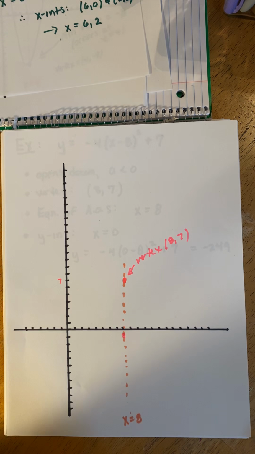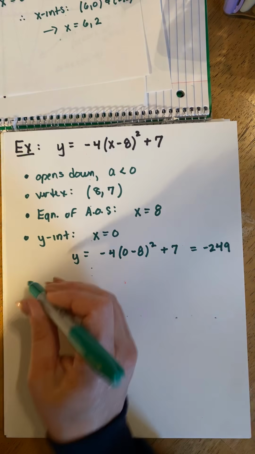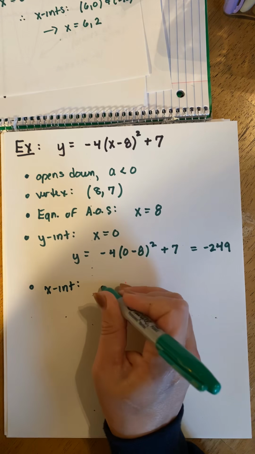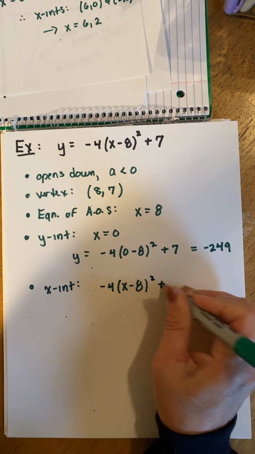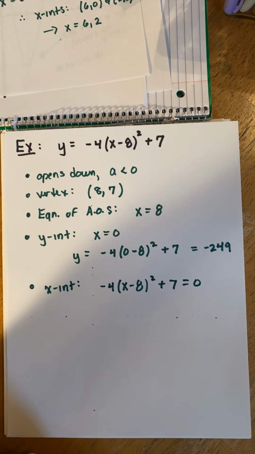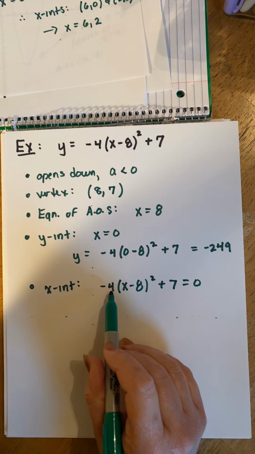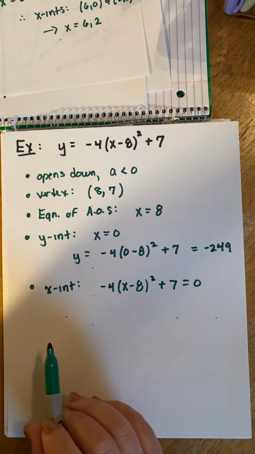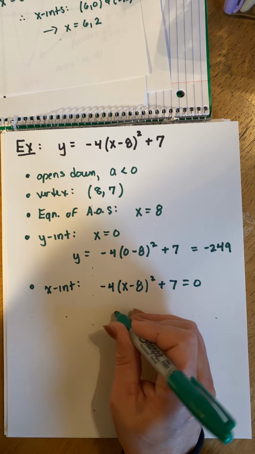I'm not going to bother plotting my y-intercept, but I'm going to work on my x-intercepts, because we know there are x-intercepts, so -4(x minus 8)² plus 7 equals 0. Right, they're not pretty, but again, you can distribute this and just multiply x minus 8 times x minus 8. Make sure you don't distribute the power through addition and subtraction. Distribute the 4 and then use the quadratic formula, but that's an awful lot of work.